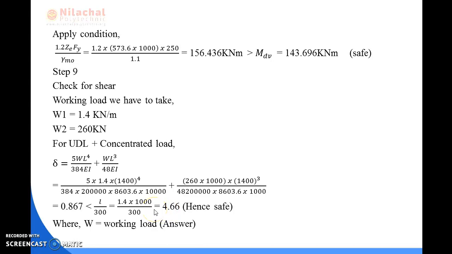So in this way, the numericals regarding beams are completed. So today this much. We will solve another problem regarding the beam section in the next class. So today this much. Thank you.